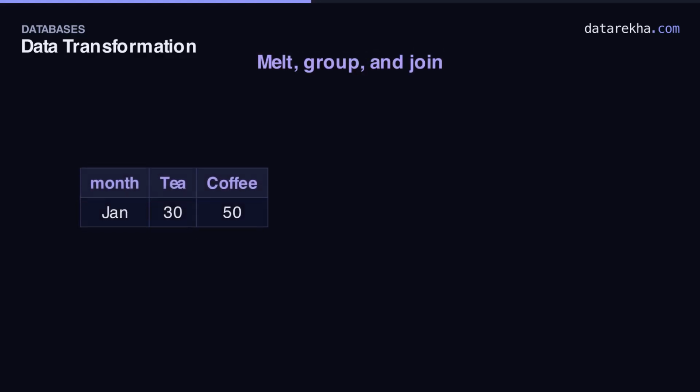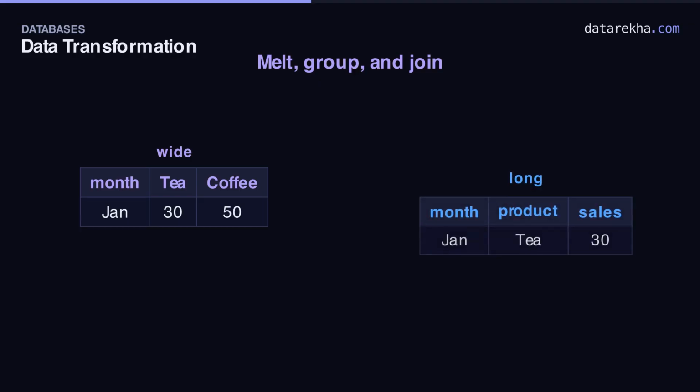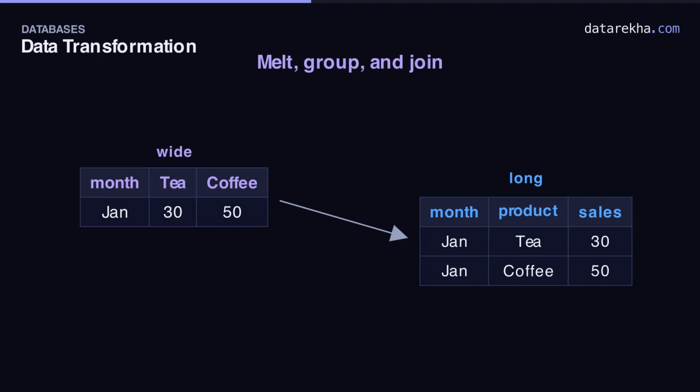Every reshape has a reverse. Melt, also called unpivot, runs the pivot backwards, collapsing columns back into rows. Take one wide row, January, with tea 30 and coffee 50. Melt splits it into one row per product. The column name becomes a value in a product column. The number becomes a value in a sales column. One wide row unfolds into two long rows. Pivot and melt are perfect opposites.